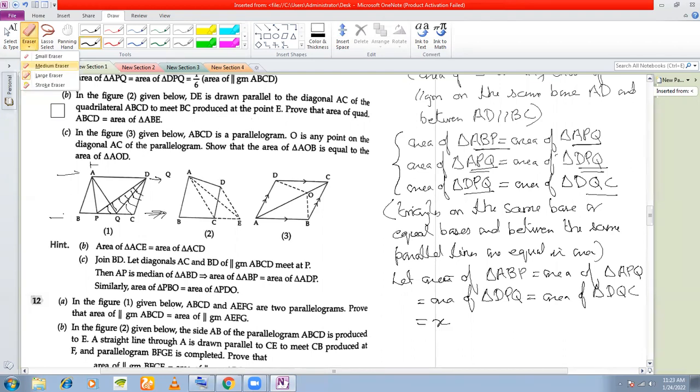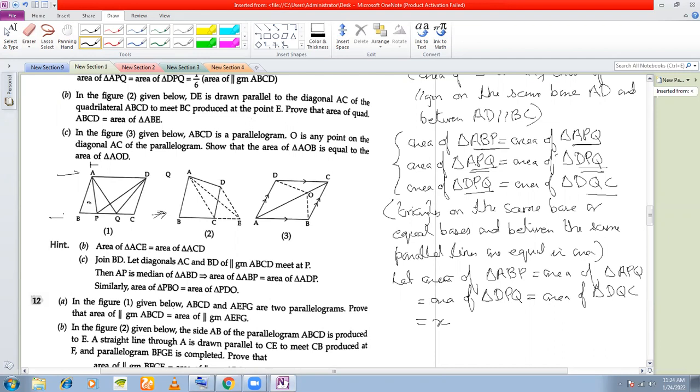Okay, so which triangles have I taken the area equal to X? This triangle is X area. This triangle is also X. This triangle here is also X, and this triangle here is also X, right? So the area of the 4 triangles I've taken as X. Then what can we say? What can we say about these?